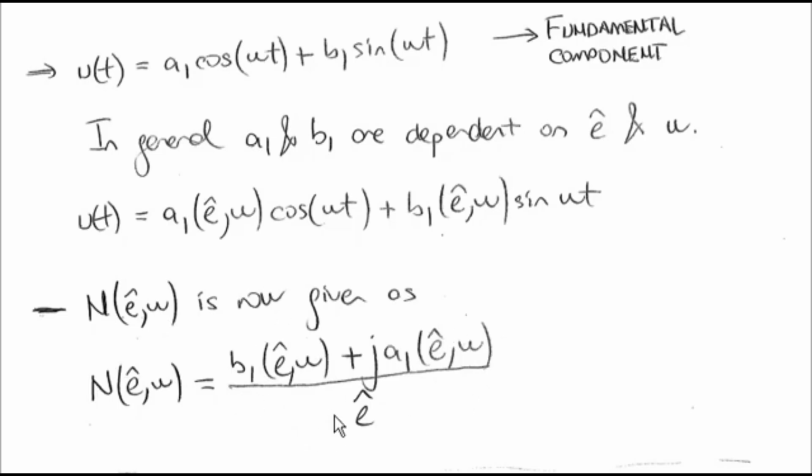So here, in order to be able to find this describing function, all I have to do is to find the coefficients A1 and B1, and then I form the complex number B1 plus JA1, and I divide it by E hat to obtain the describing function of the nonlinearity.